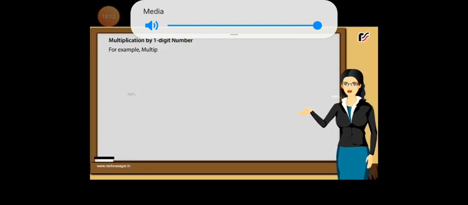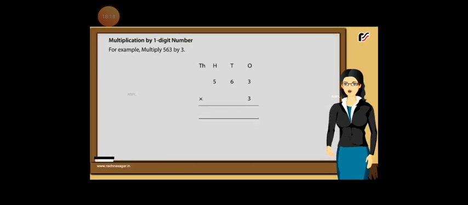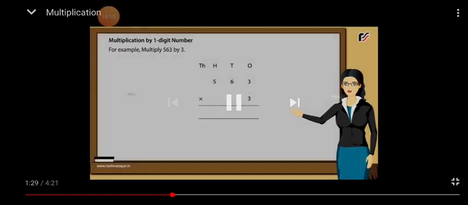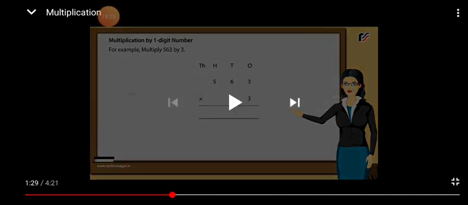For example, multiply 563 by 3. First, multiply the ones. 3 into 3 is equal. Okay, this is we have done already. Okay, this is we have done already. I'm just giving you this also for just understood how to do the multiplication. Okay, this is just a revision, and after that they will show how to do the multiplication of 2 digit number. So in this the multiplication by 1 digit number, we have to multiply 563 with equal to 9.